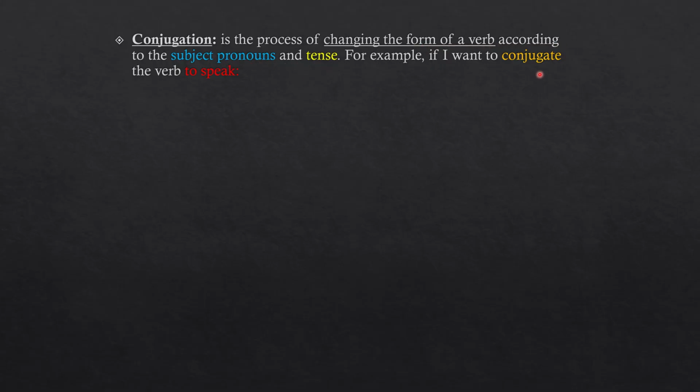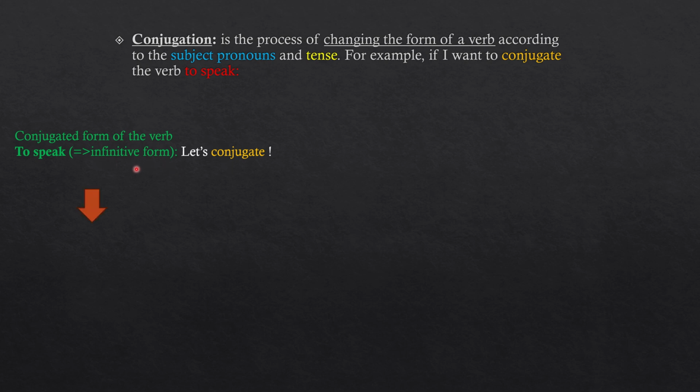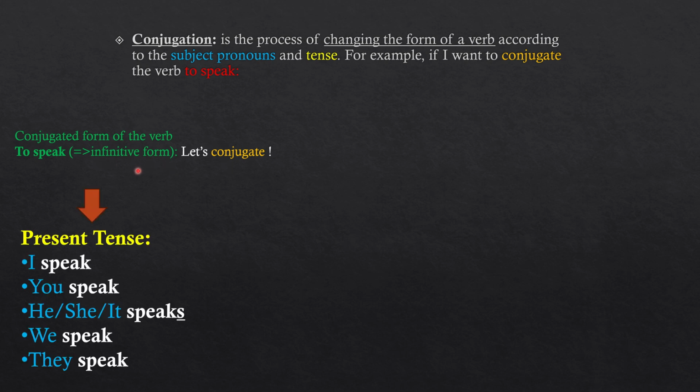For example, if I want to conjugate the verb to speak, which is the infinitive form, by the way, in the present tense, I would have to write it that way. I am using all the subject pronouns, as you can see here, and I am changing the form of the verb according to the tense as well.